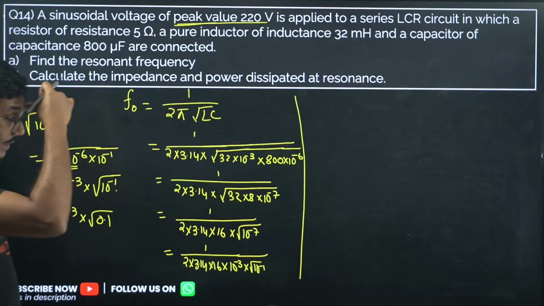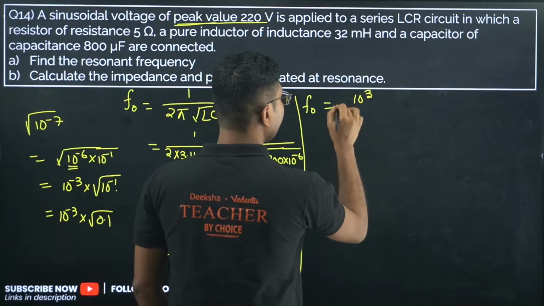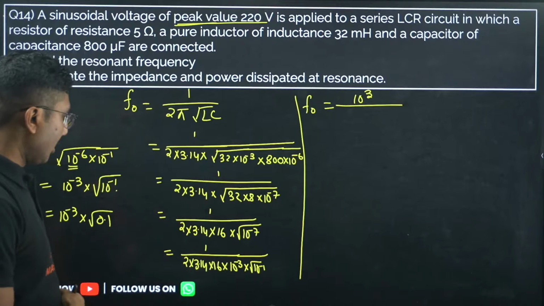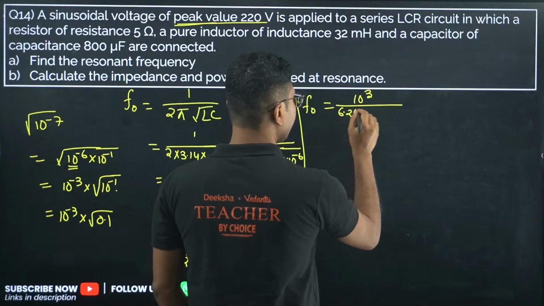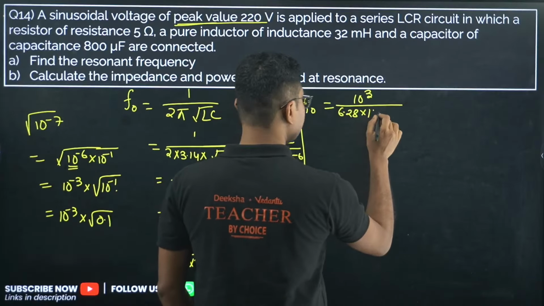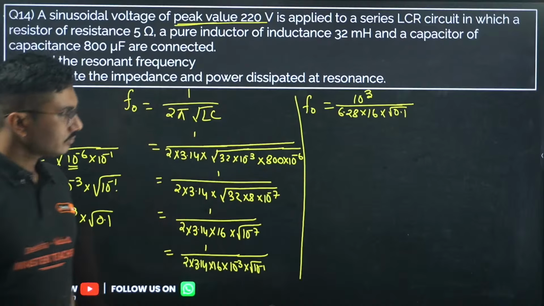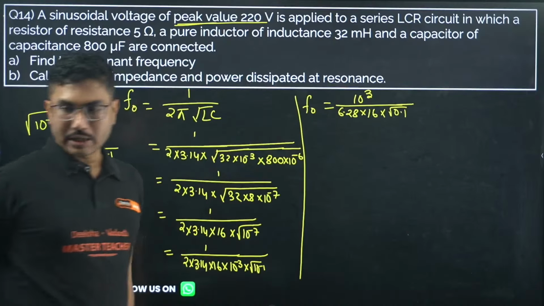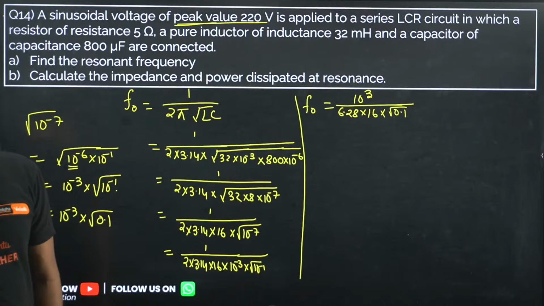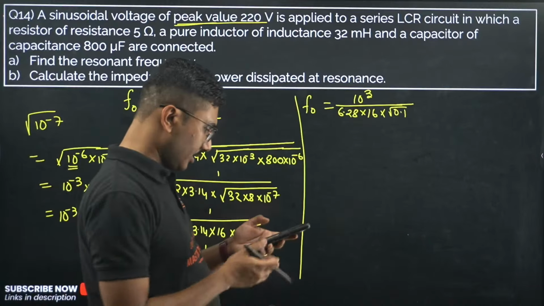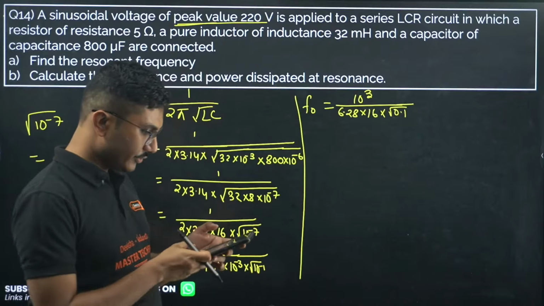Okay, now calculate that. So we get resonance frequency equals 10 to the power of 3 divided by 6.28 into 16 into square root of 0.1. Okay, this value can be calculated using your calculator. 31.5. Let's see who is correct. Komal Kaushik is saying 0.031. It will be slightly more than 0.031. We check.